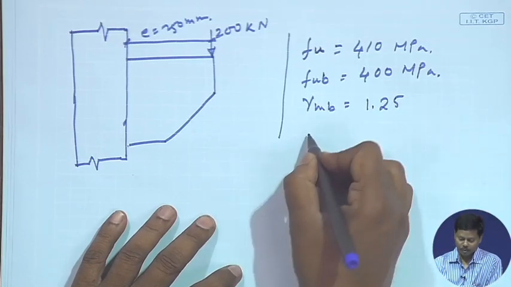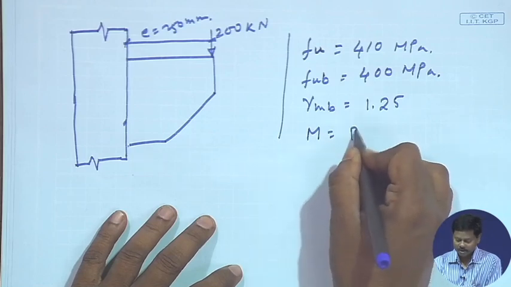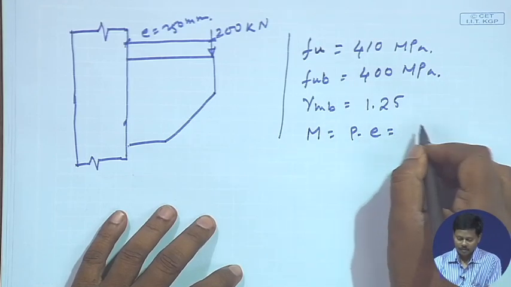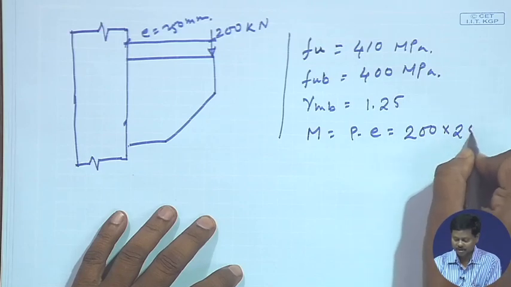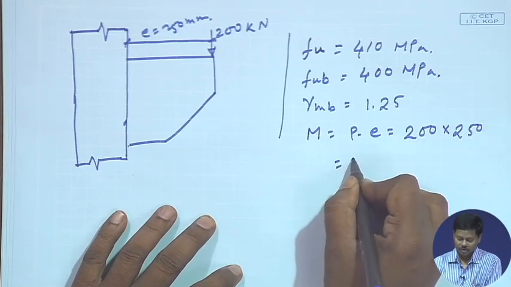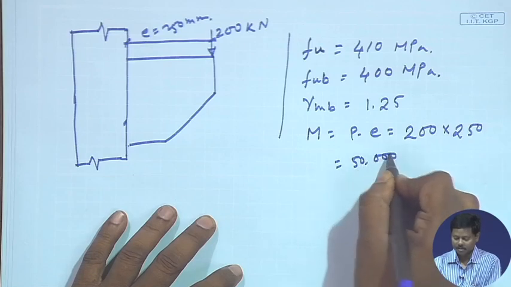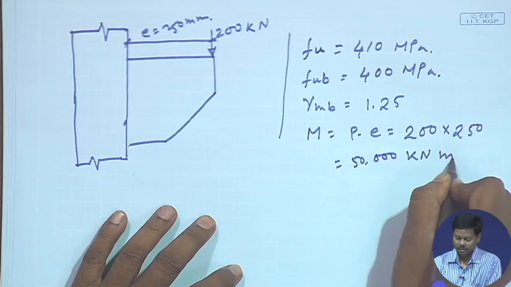Now, moment also we can calculate, that is P into E. So, 200 kilonewton into E, which was 250 millimeter. So, this is coming 50,000 kilonewton millimeter.